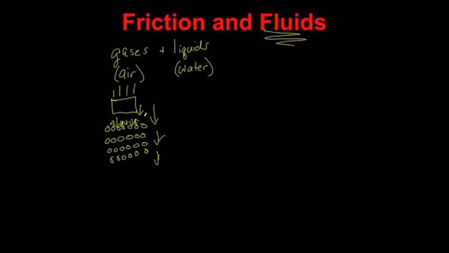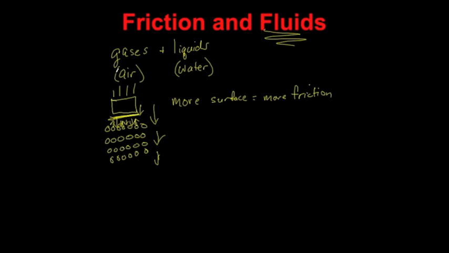All right? So when we talk about an object moving through a fluid, surface area is going to affect friction. The more surface area, the more friction, because it hits more molecules. Okay, this is different from sliding friction. Surface area doesn't affect sliding friction when you talk about two objects coming in contact with each other. But when we talk about fluid friction, it does.